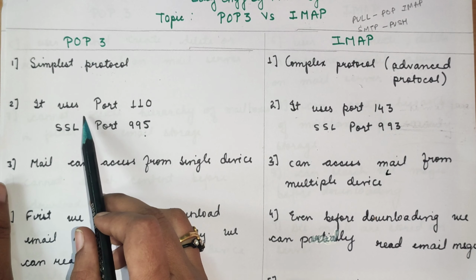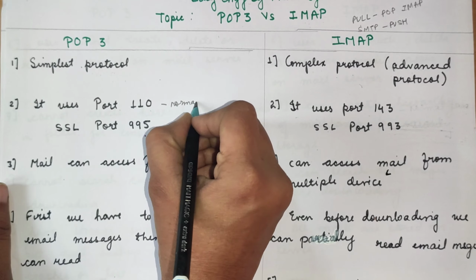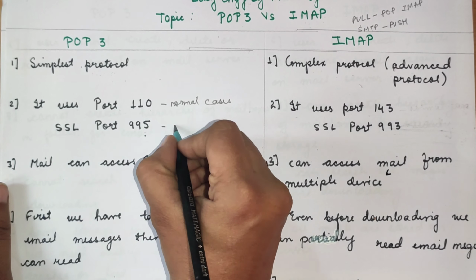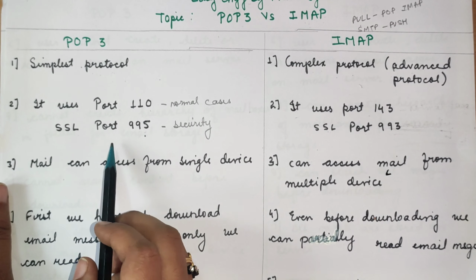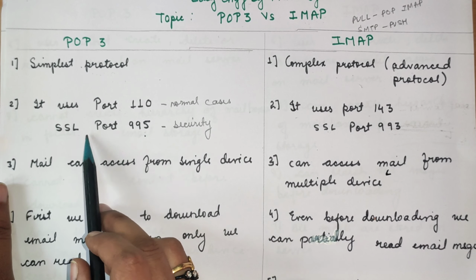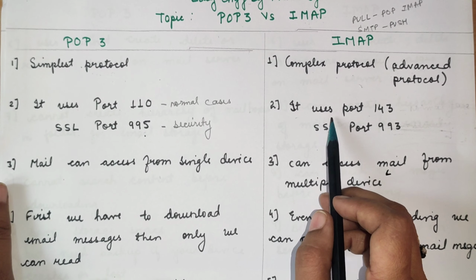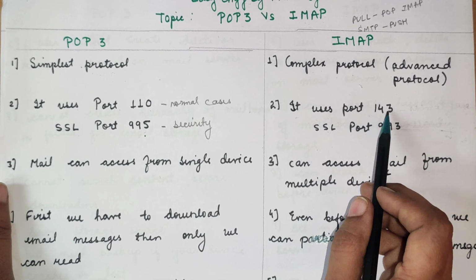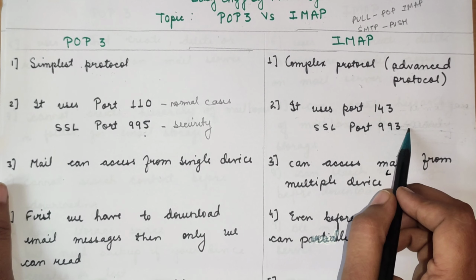Now the next difference is, POP3 uses port 110 in normal cases. But if you want security, meaning you want the message to be sent in an encrypted form, at that time it uses SSL port 995, whereas in the case of IMAP it uses port 143 and SSL port 993 for security purposes.